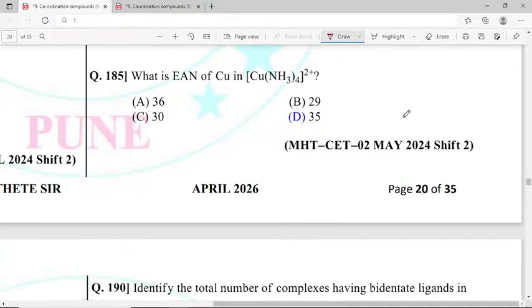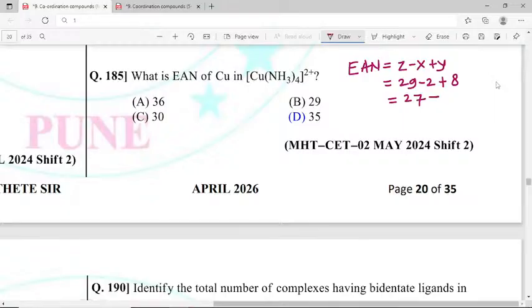What is the effective atomic number of copper in Cu(NH3)4 2 plus? Effective atomic number is equal to Z minus X plus Y. For copper, 29 minus the oxidation number 2, plus 4 times 2 which is 8. So 27 plus 8 is 35. That is your answer.